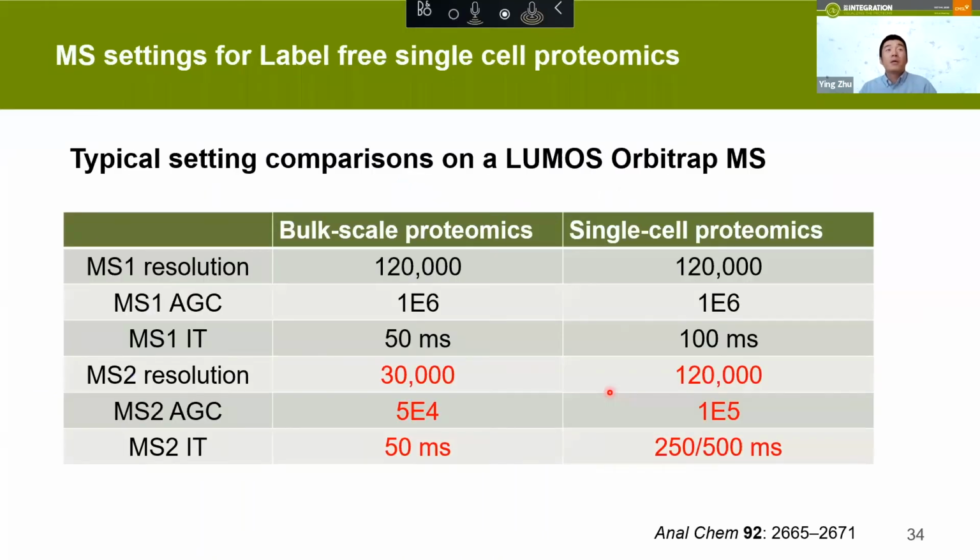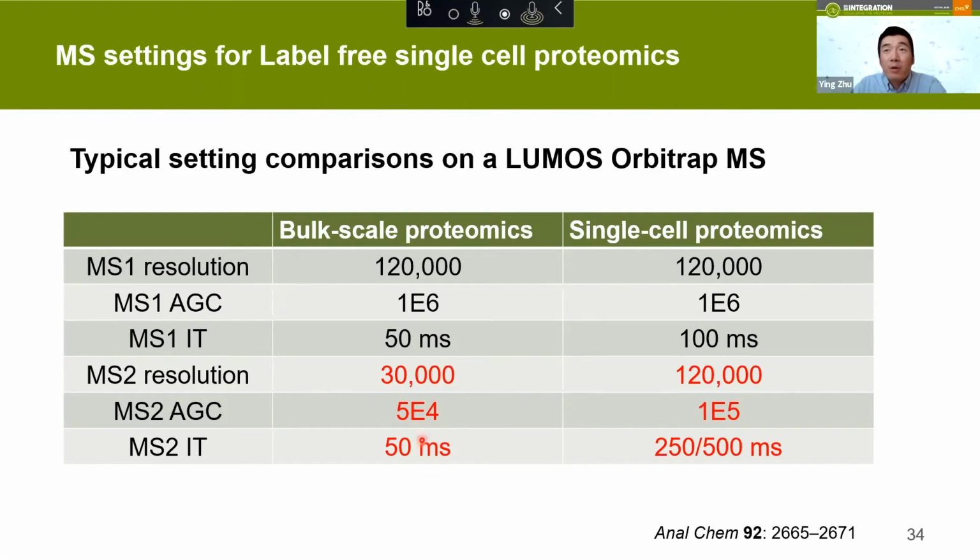So the settings are different for single cell. For the label-free single cell proteomics, you look at here. For the MS setting, it's almost the same. But for the MS2 setting, for bulk proteomics, we use the lower resolution, lower AGC and lower IT time because we want to get coverage. We want to do more MS.